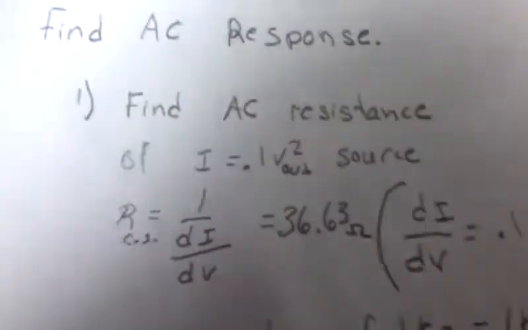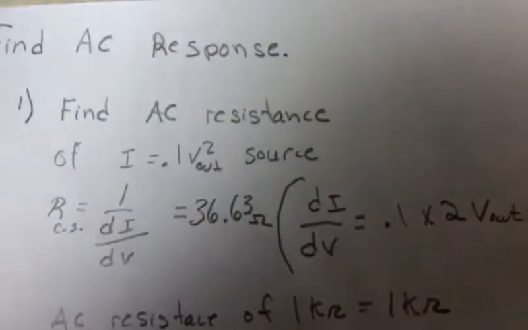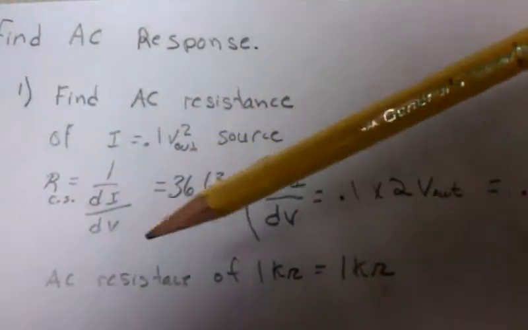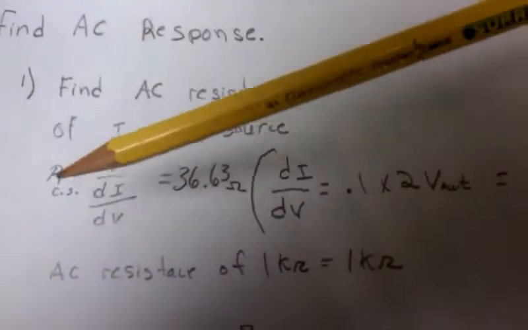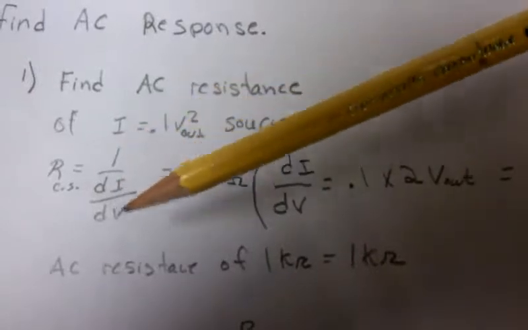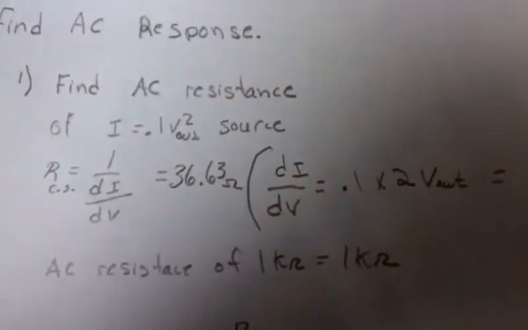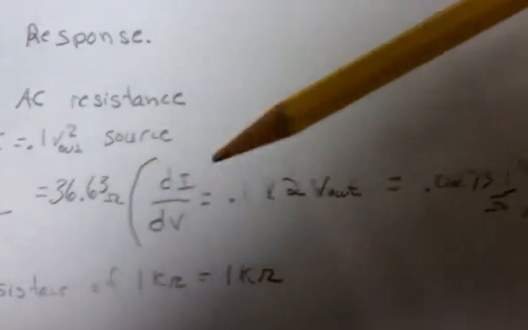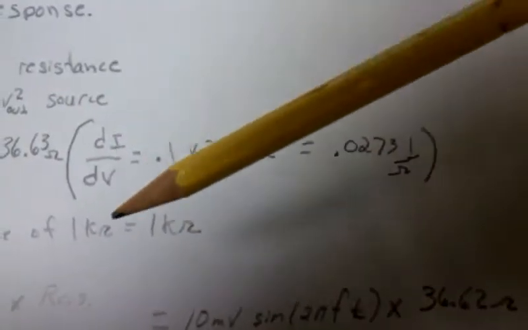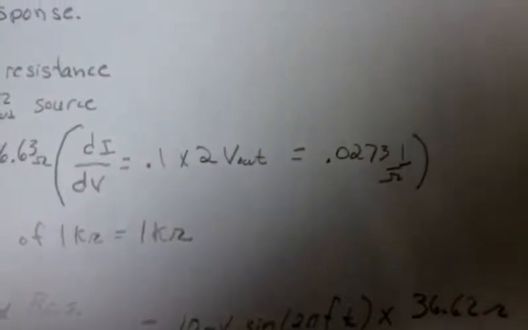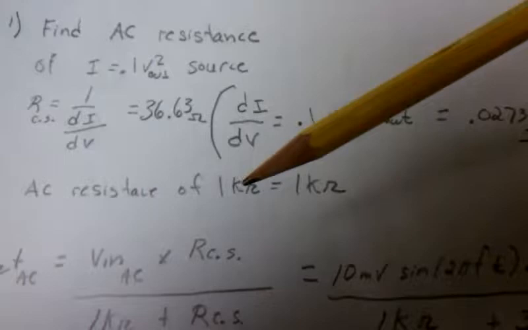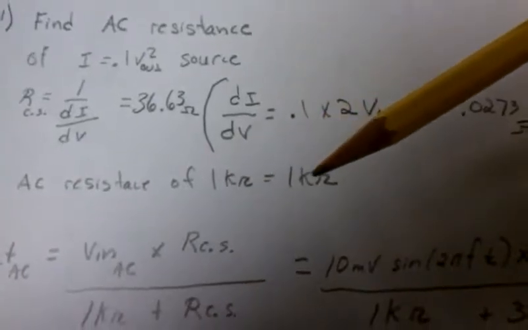Now that we have that DC response, we can find the AC resistance of the current source, which is really 1 over the derivative dI/dV of the current-voltage relationship, which in this case is 36.63 ohms, and the derivative of that current equation is shown here. All right? And the AC resistance of the 1 kilo ohm resistor is 1 kilo ohm.